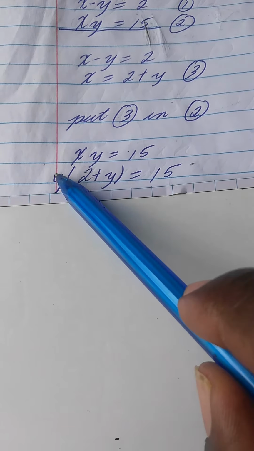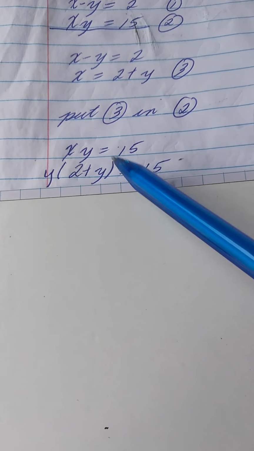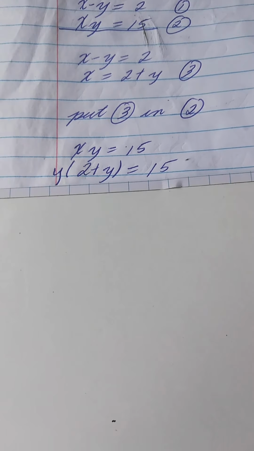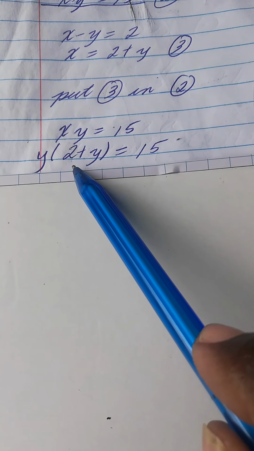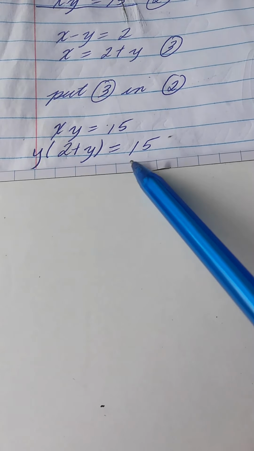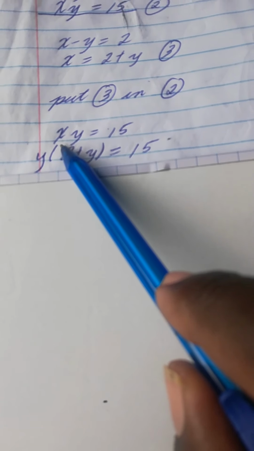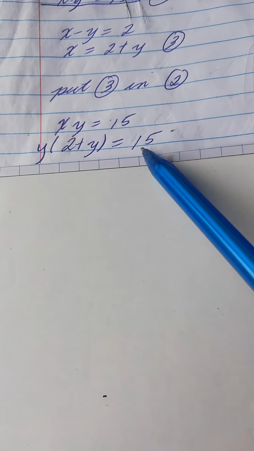Now this y could have been at the back or at the front. When you're multiplying, it doesn't really matter, but because we are so accustomed to having the variable at the front, I put the y at the front. So we have y times 2 plus y is equal to 15. What we did is basically take out the x and we're only working with the y.